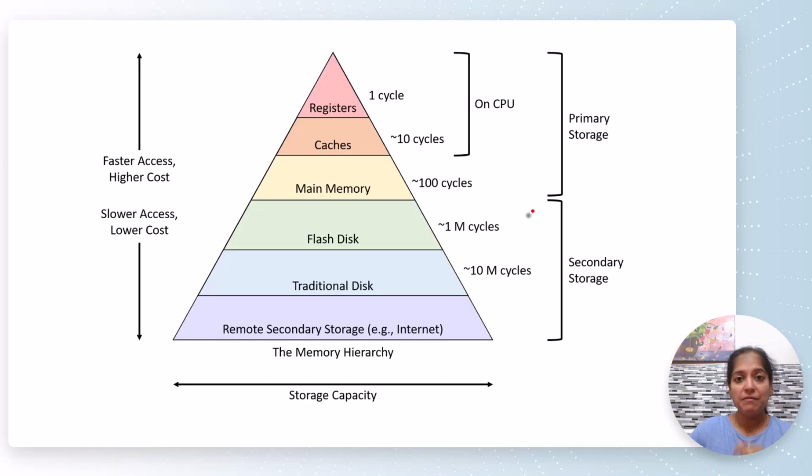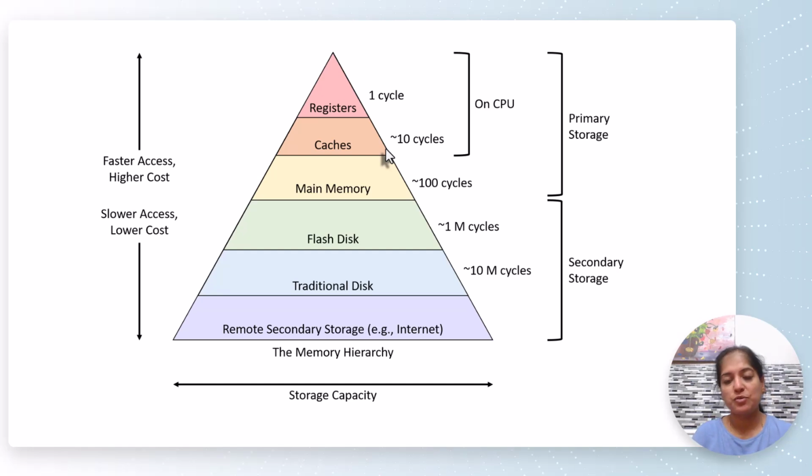If we see this example, we are having different types of memories like registers, caches, main memory, flash disk, traditional disk, remote secondary storage, and so on. This triangle shows the size of the memories. Registers are smallest in size, then cache, then main memory is bigger, and the remote secondary storage is the largest memory. These registers and cache are on the CPU, main memory is also on your computer.